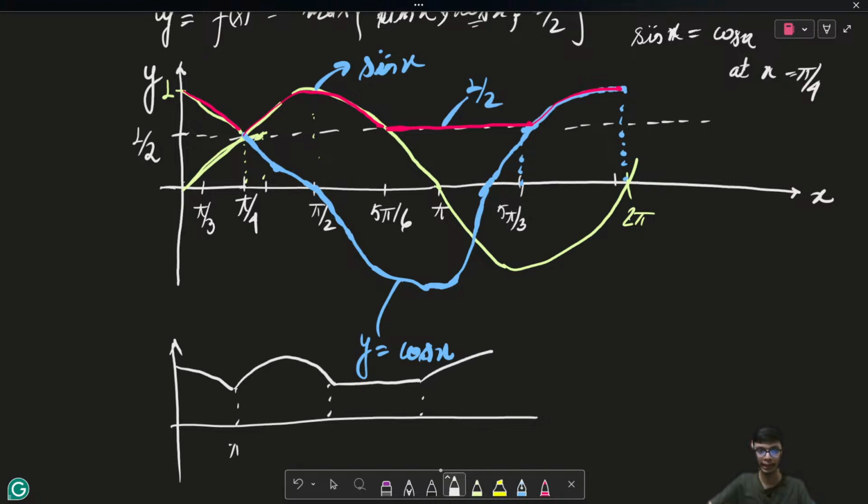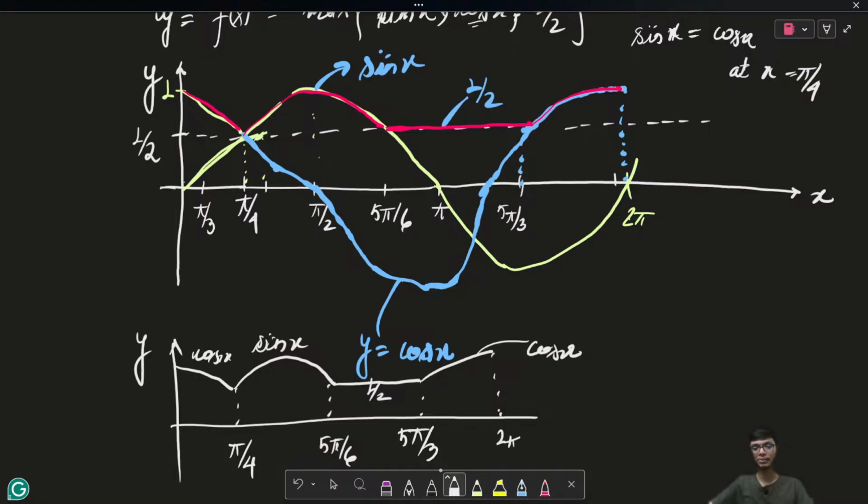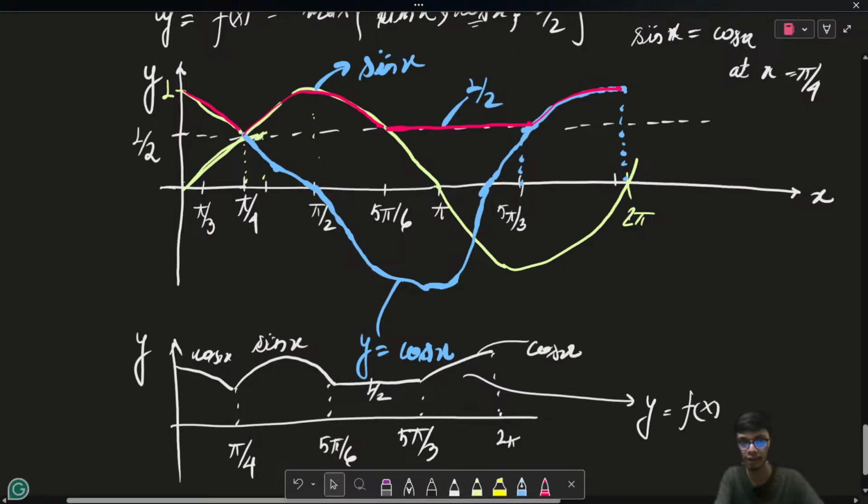So I hope you will take note of the intervals. Okay, please take note of this interval, and I hope the rest is easy, right? So these are the intervals in which the function is maximum. So this is the graph of the function y is equal to f of x, right?